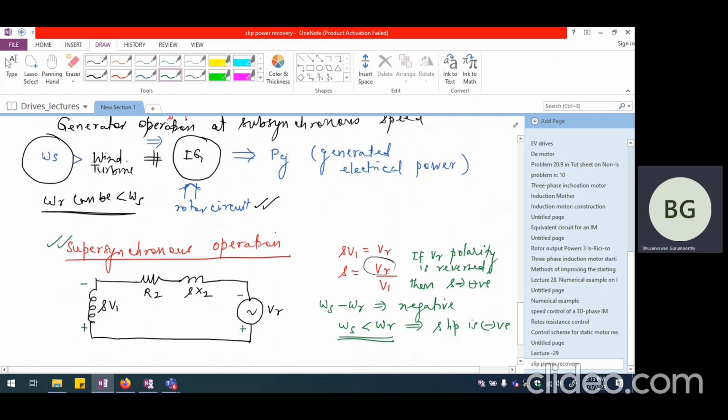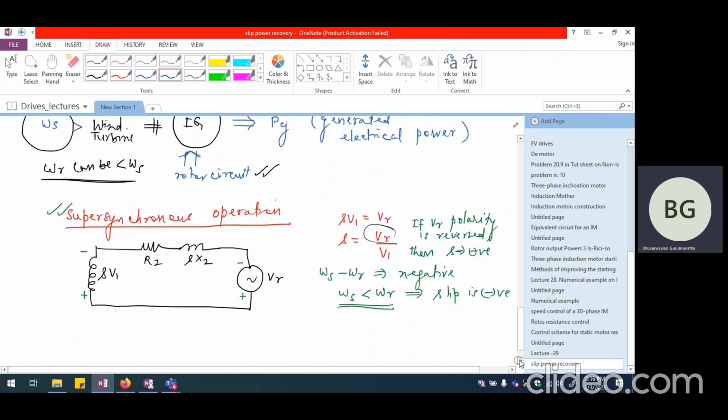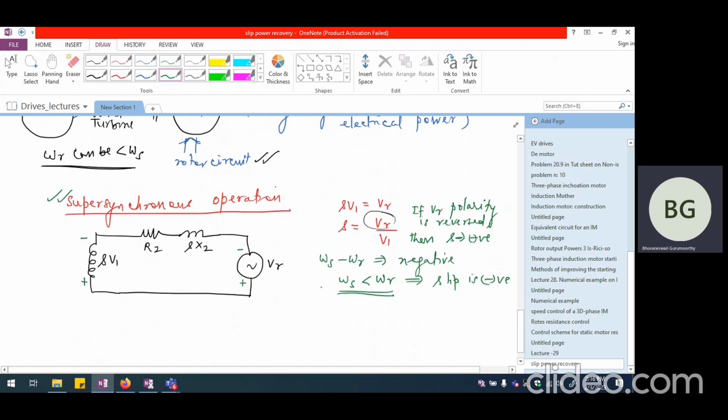So as a rule for super-synchronous operation, VR polarity has to be reversed. Only when VR polarity is reversed, we are going to have super-synchronous operation possible.